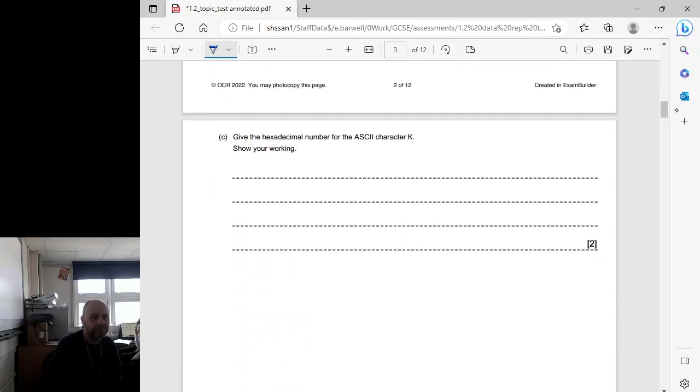Okay, moving on. Then it says ASCII character K. The key word here is hexadecimal. Right, they expect you to know the alphabet. So A, B, C, D, E, F, G, H, I, J, K is the next one. So K is 75. If you're going to do hexadecimal, the easiest way is to write it down in binary. This is only one more than the other one we had. So it would have been 01, 00, then we had an 8, a 2 and a 1.